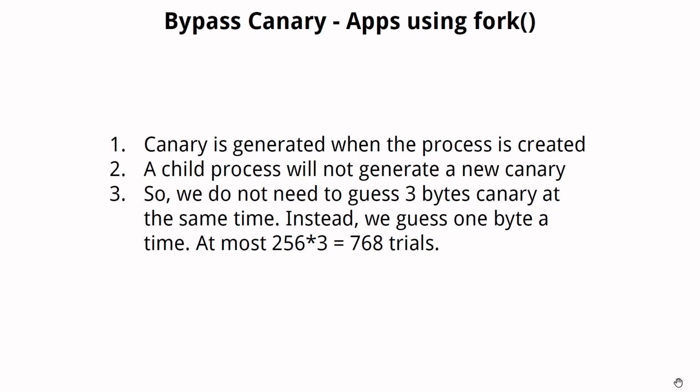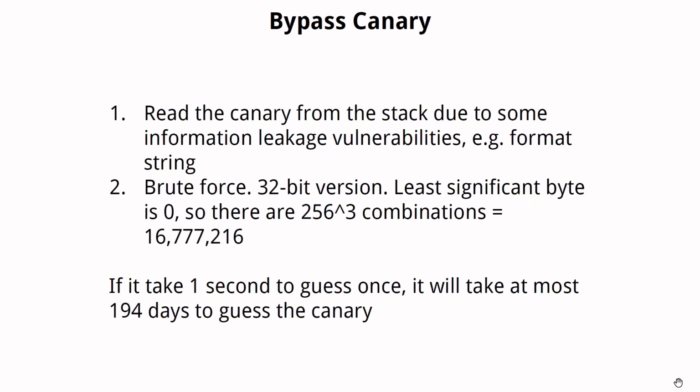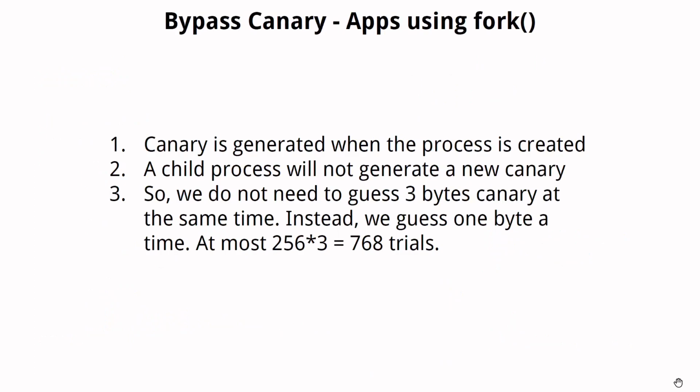Of those 256 guesses, 255 of them will overwrite that canary byte with a different value, which will trigger the stack smashing detected message. One of the values will not trigger that. That's the correct value, right? Then we guess the third byte. Then we guess the fourth byte. So we only need to guess 768 times. We do not really need to guess 16 million times, right? So that's what we are going to do in this class.